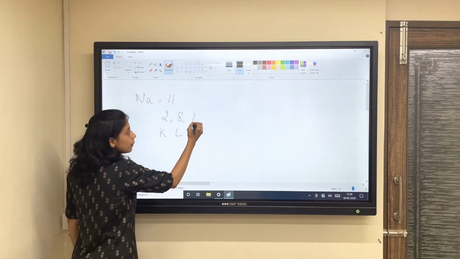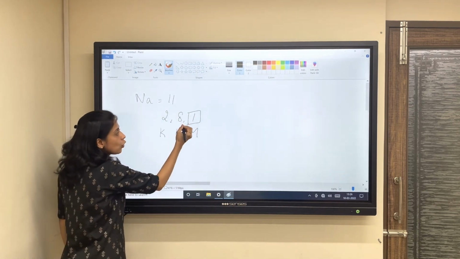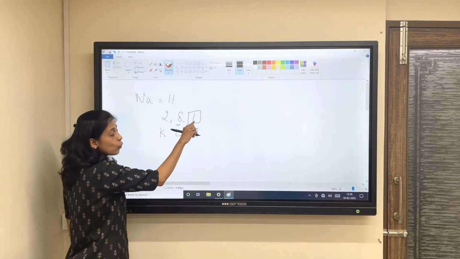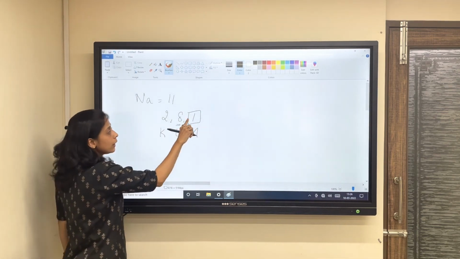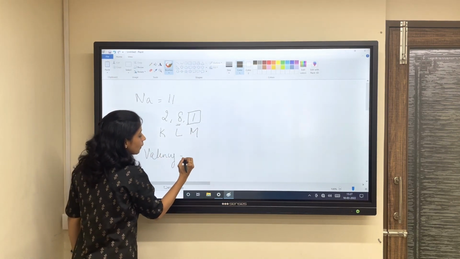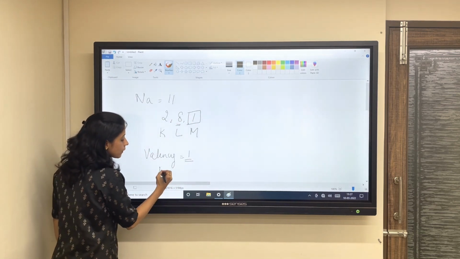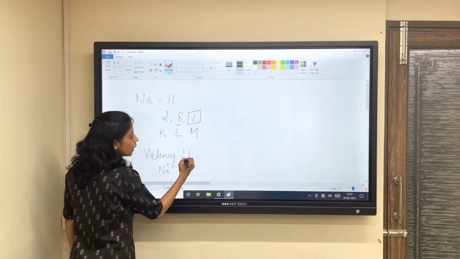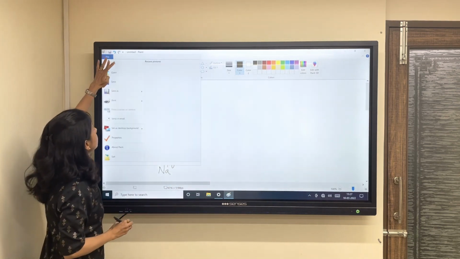So sodium, if it donates this 1 electron, will get a stable configuration with 8 electrons in its outermost shell, and therefore the combining capacity of sodium is 1 electron, and its valency is 1. After donating this 1 electron, sodium gets converted into Na plus, which is a cation, and the valency of sodium becomes 1. So this is how you determine the valency of an element.